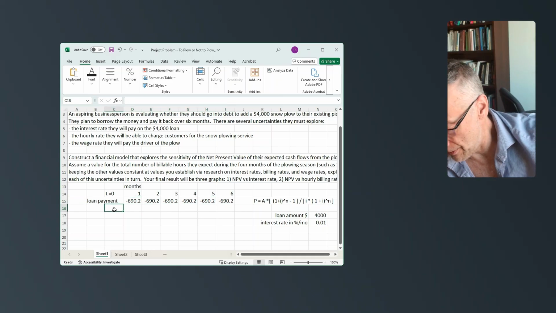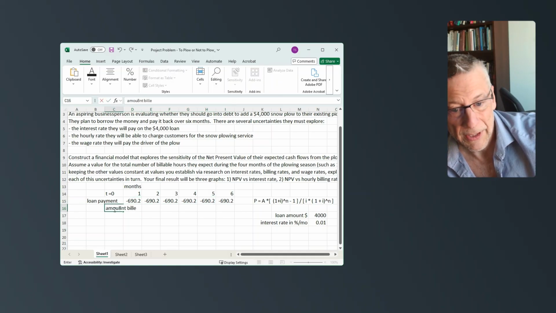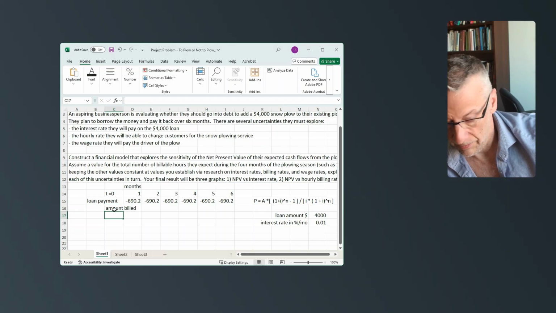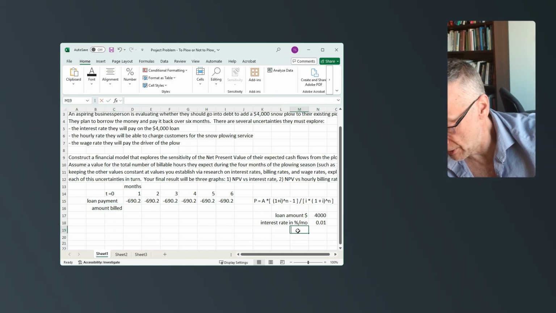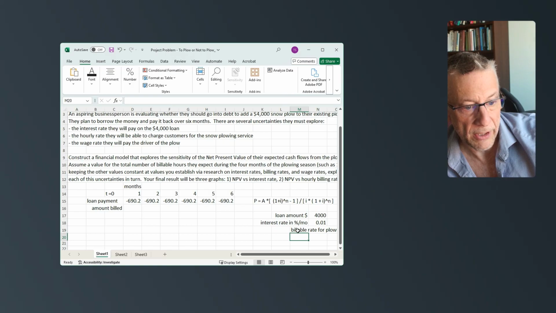The amount billed to customers is going to be different. Let's build out that part of the model. We have a billable rate for plowing in dollars per hour.